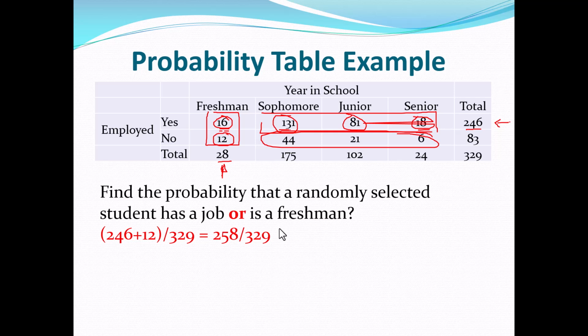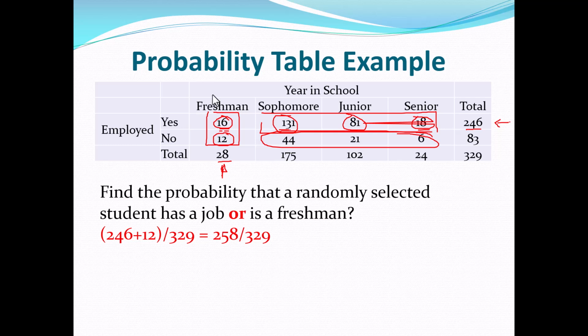The additive law of probability says to take the probability of yeses, the 246 over 329, add to it the probability of freshmen, the 28 out of 329, and then subtract the probability of both, the 16 out of 329, and that'll get you the same 258. Doesn't matter how you get there. The point is, there are lots of ways of getting to the right answer. You need to figure out the way that makes the most sense to you. There's not a right way or a wrong way. There's just your way. And as long as you can consistently get to the correct answer your way, then that is your right way.